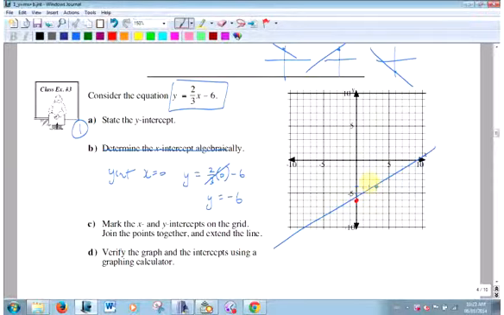That was a bad line. Didn't even go through my point. The x-intercept. What's the value of y at the x-intercept? Always, always, always. I don't know where this line crosses the x, but y is always 0 here. So, 0 is 2/3 x minus 6. I got to solve that guy for x. How do I do that?